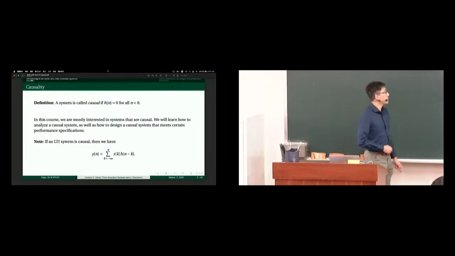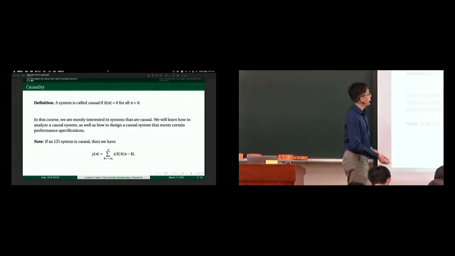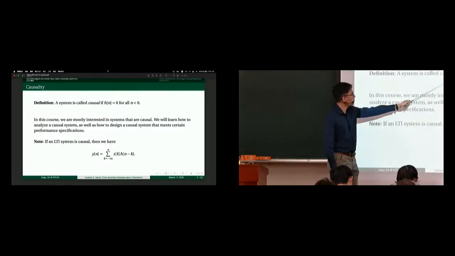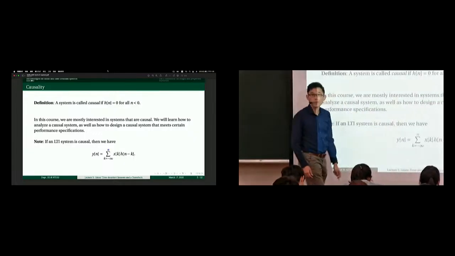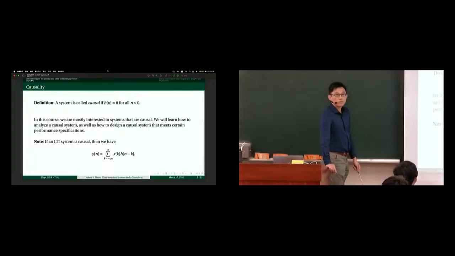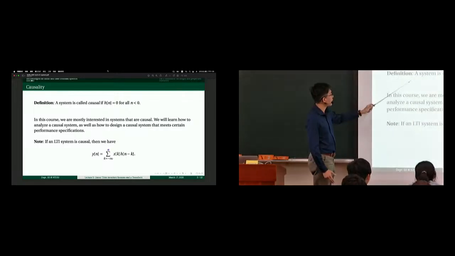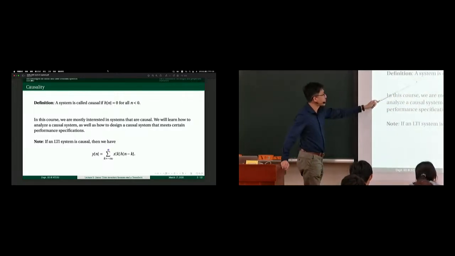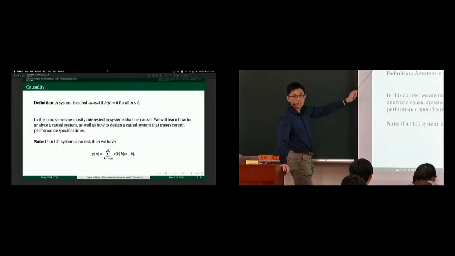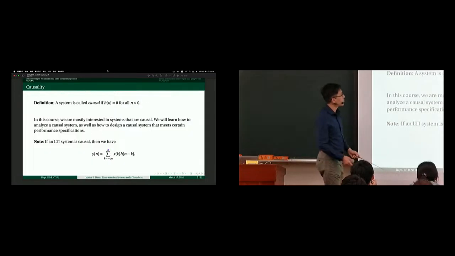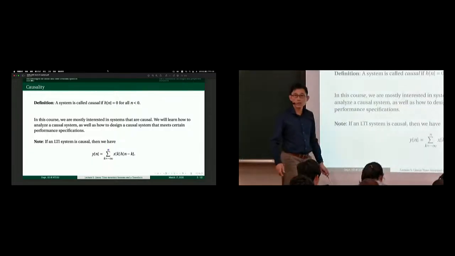And causality, the next definition that we introduced last week. We say a system is causal if its impulse response is 0 before time 0. Very simple idea. If a system satisfies this definition, then the system is called causal, and this property is referred to as causality. It means that the impulse response is all 0 before time 0.